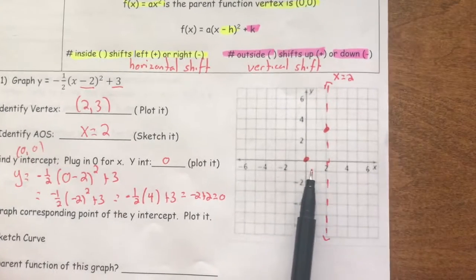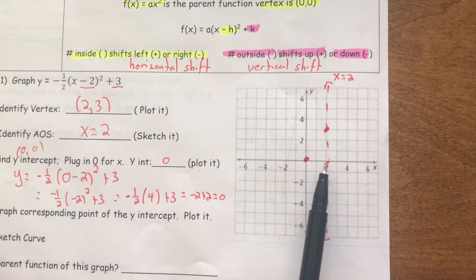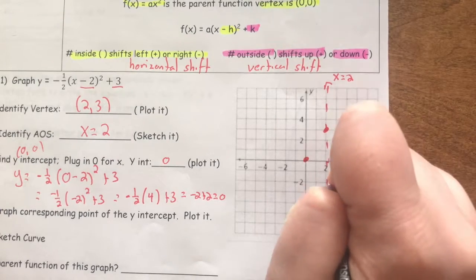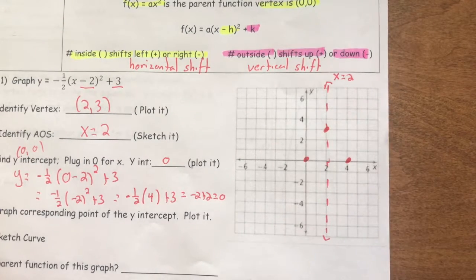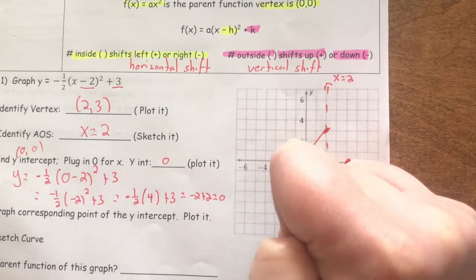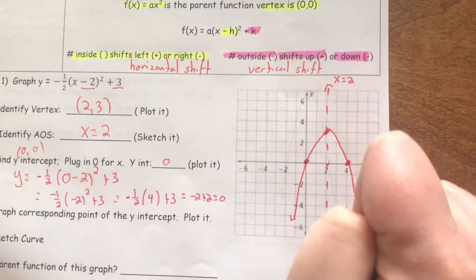Now I have my y-intercept. I can go ahead and reflect that over to find another point on the other side. So that would put me at 4, 0. So that's graphing the corresponding point of the y-intercept. You plot it, and now you're going to sketch your curve. So we know our curve is going to open down like this.